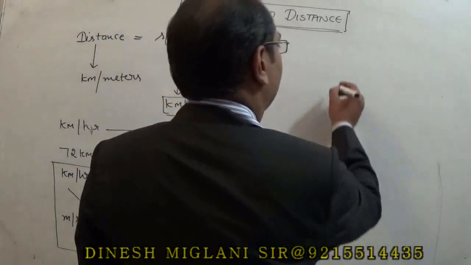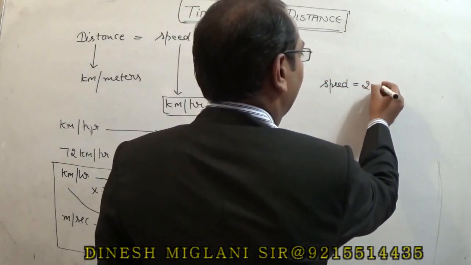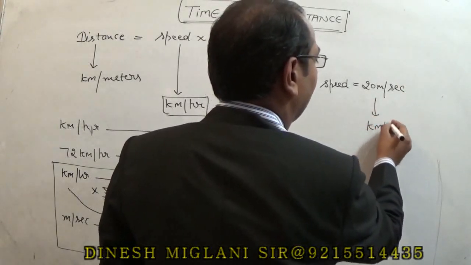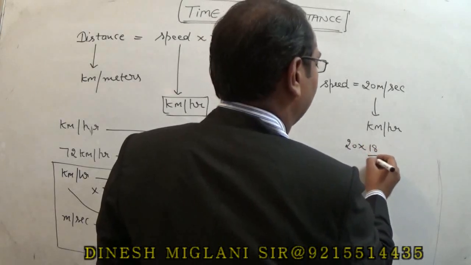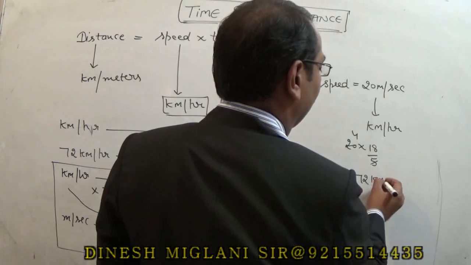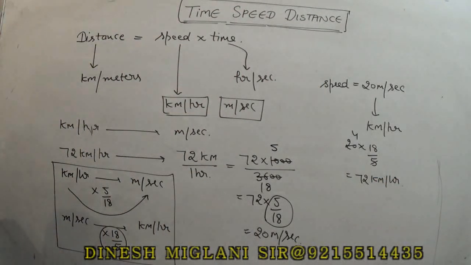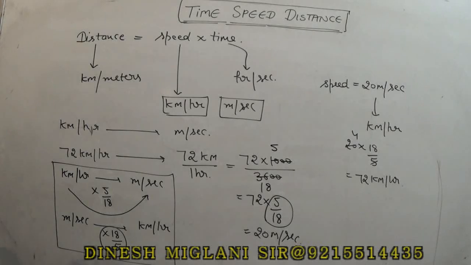Suppose I say speed of a person is given as 20 meter per second and we have to convert this into kilometer per hour. So we know it very well. 20 into 18 upon 5. 5 will go on 4. Our speed would be taken as 72 km per hour. So this is the first thing that we understood here, that is how to convert a speed from kilometer per hour to meter per second and from meter per second to kilometer per hour.